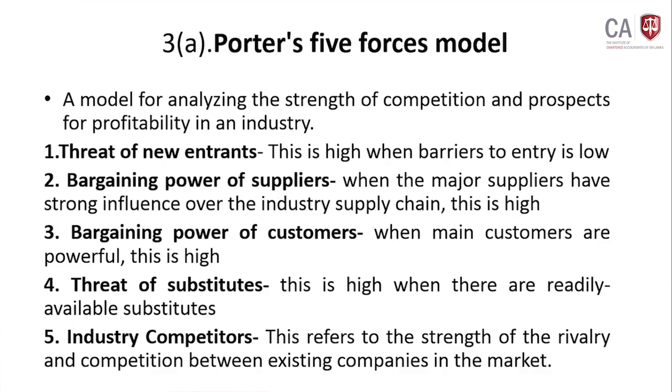So, we all know there are 5 elements. First one is threat of new entrants, second one is bargaining power of suppliers, then third one is bargaining power of customers, fourth one threat of substitutes, fifth one industry competitors. When you take the collective impact of all these 5, we can come to a conclusion whether a particular industry is attractive or not.